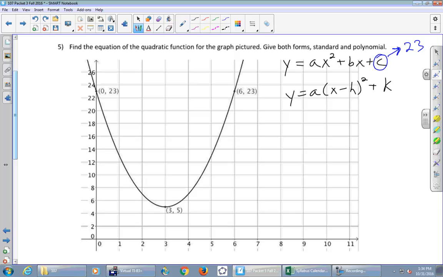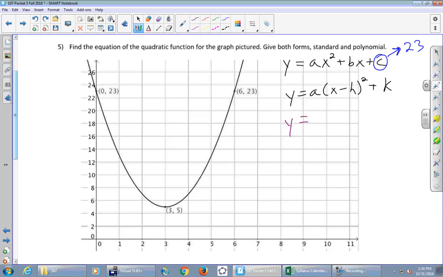Let's look at the other equation. Maybe we'll have some more luck starting with that one. The a, I still don't know anything other than it's positive. H and k, how do you see them from the graph? That's the vertex, right? The h and the k are the vertex. We just got both of them. So let's fill them in.